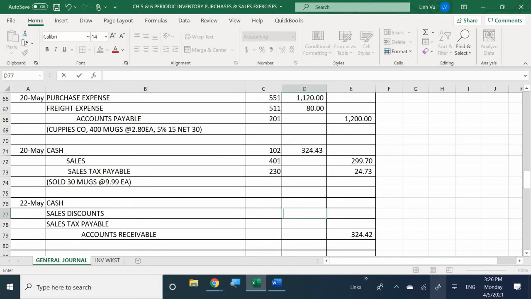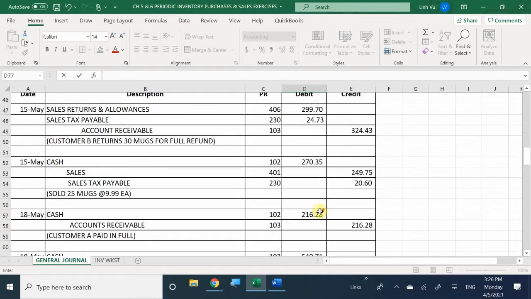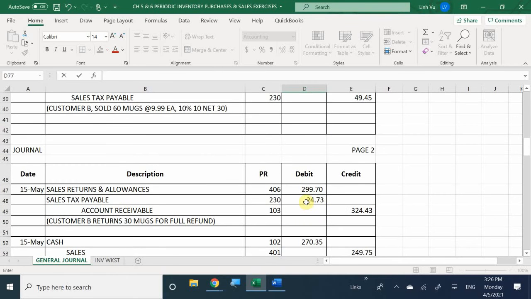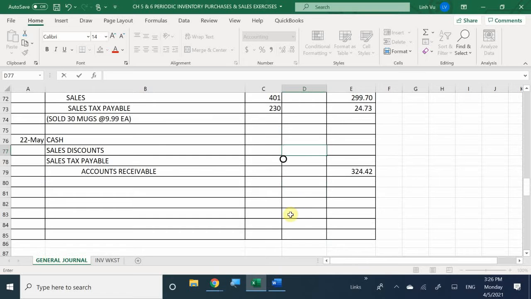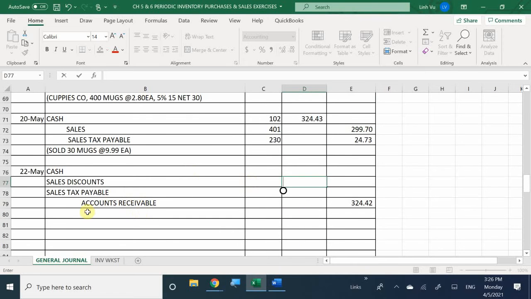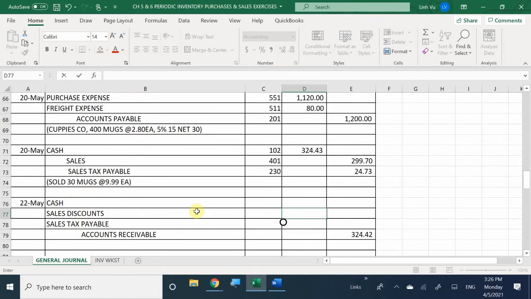Wait, what did you say? 299.70. Perfect. 299.70, and we're taking 10% of that because we're not including tax, because you can't discount tax. So in this case, good. So we need to figure out what 30 times the 9.99 times 10% is, which we do get 29.97.